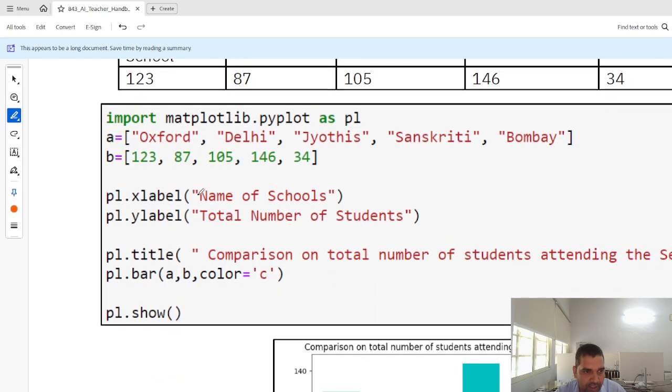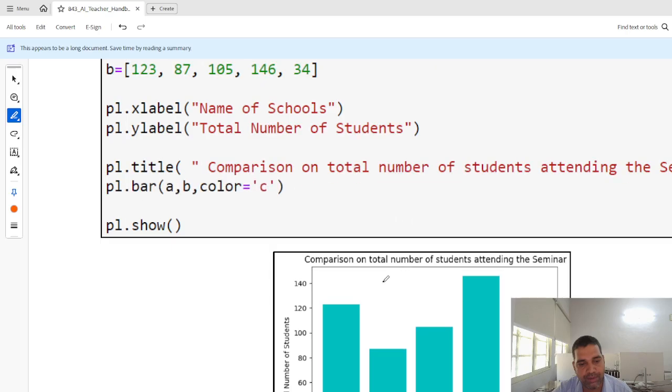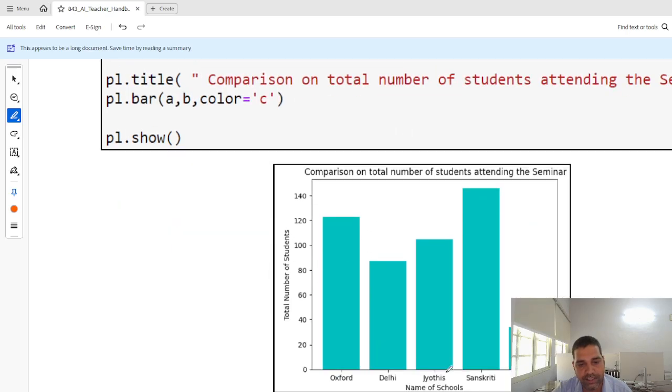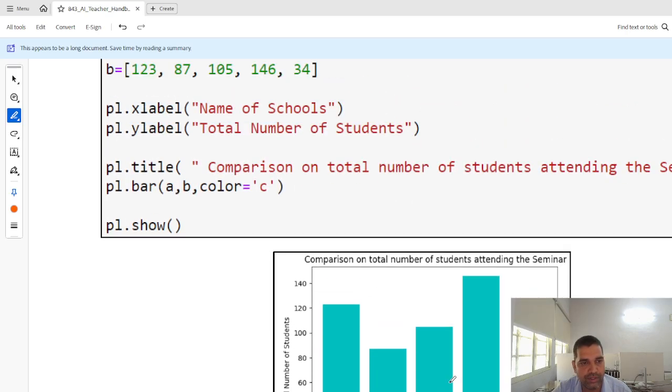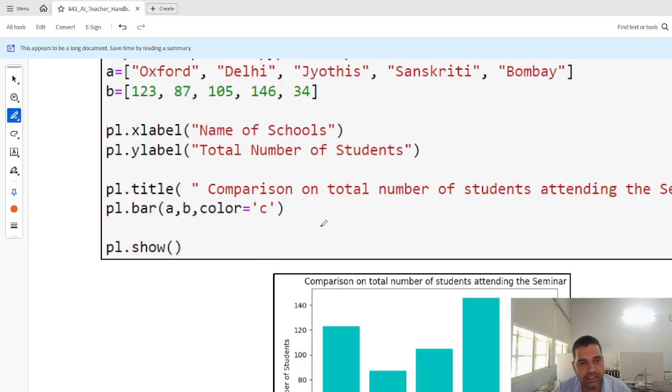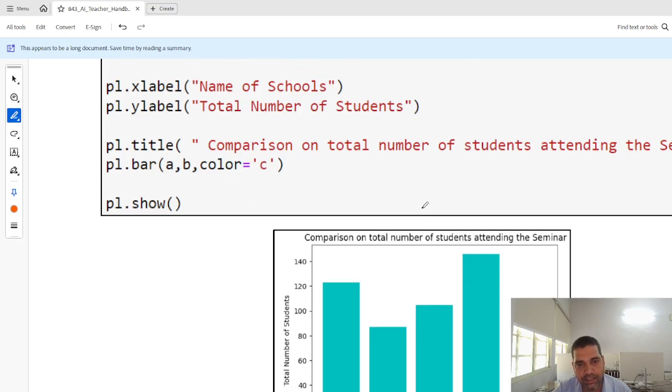See here, in column A we have taken the name of the school, represented on the x-axis. In column B, we have taken the number of students who attended the seminar on deep learning. For the x label we gave the name of school, and for the y label, the y-axis, we have given the total number of students. Now the title we set for the graph is comparison on total number of students attending the seminar.